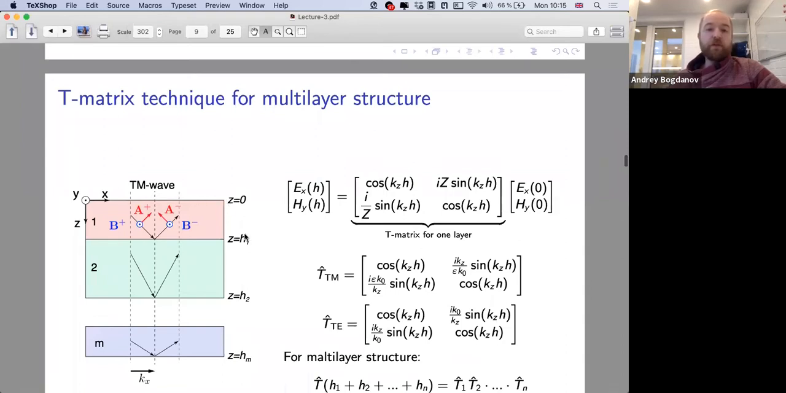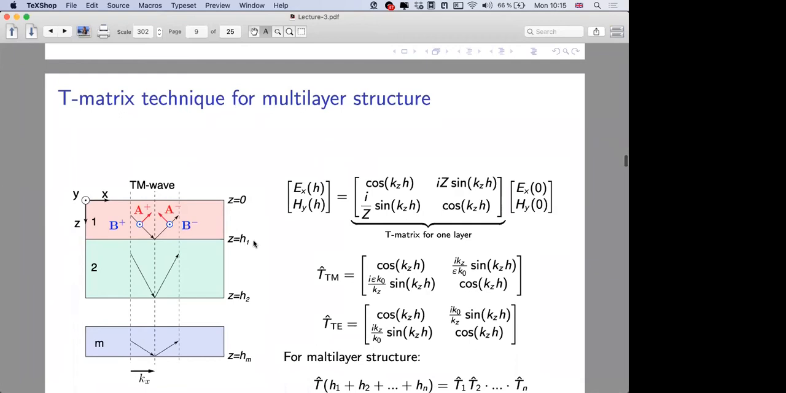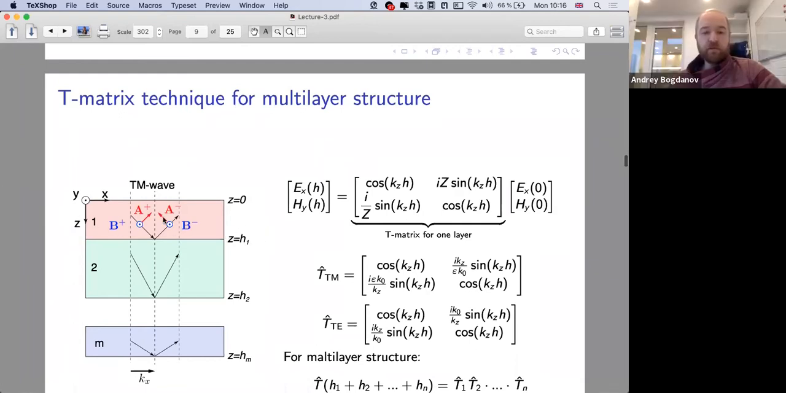So in principle, we could set H as an arbitrary value, for example, inside this slab. In this case, we can get the tangential components of the electric and magnetic field in any position.